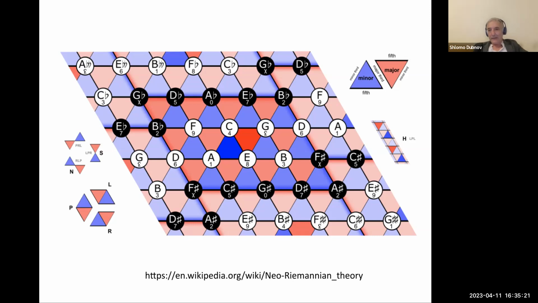So I will not really talk so much about the Riemann theory, which has this idea of basic transformations. These P, L, and R ideas come from Riemann, but that's historical. This is a slightly different approach. Let's just accept that there is this musical theory by Riemann. This is a more modern version. But what is this tiling representation of notes?